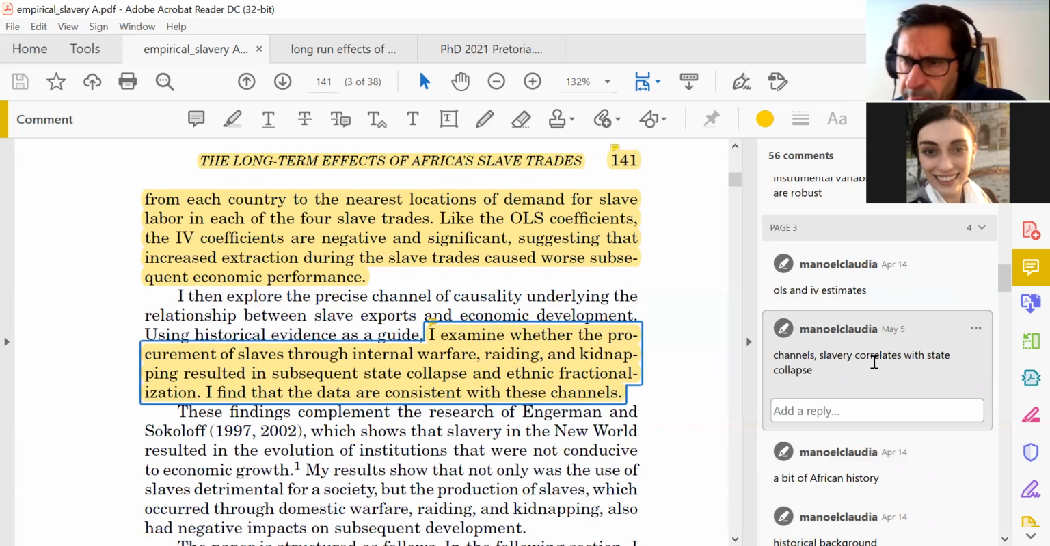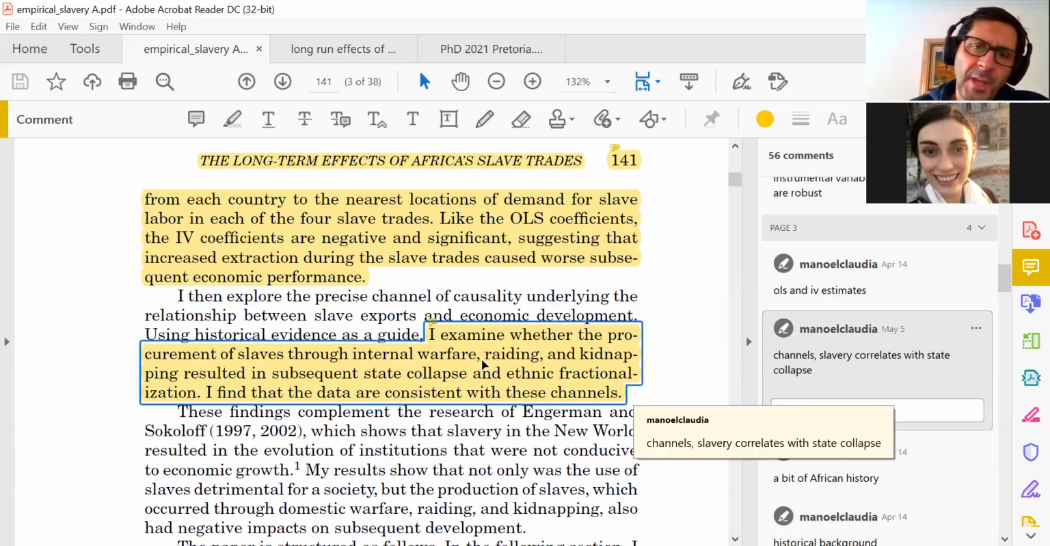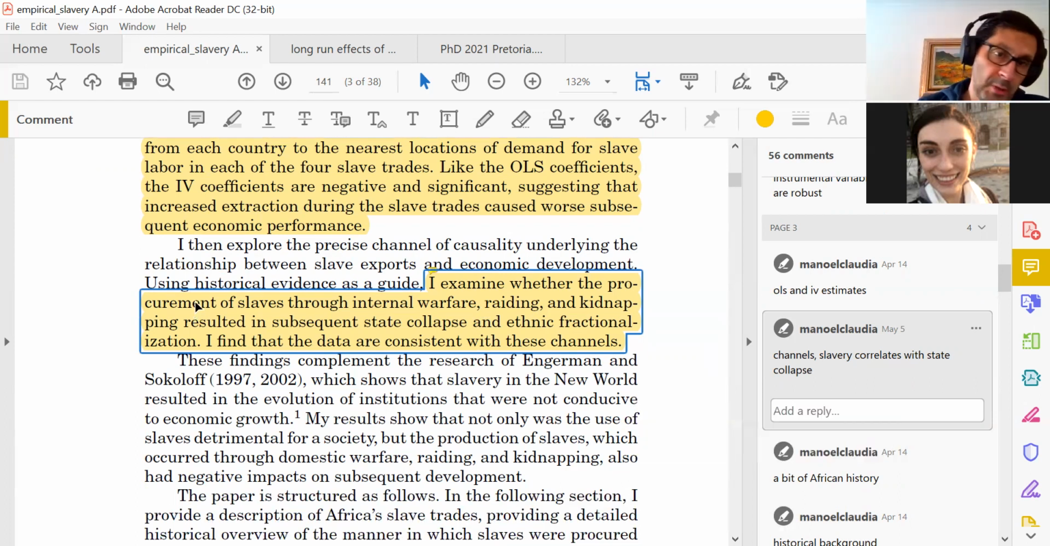Channels slavery correlates with state collapse. He examines whether the procurement of slaves through internal warfare, raiding and kidnapping resulted in subsequent state collapse and ethnic fractionalization. And he finds that the data are consistent with this channel. So essentially, he's telling us, he's giving us the channels. Oh, okay, some countries exported more slaves, more people into slavery, and now they are not very developed nowadays. Okay, that's a robust correlation.